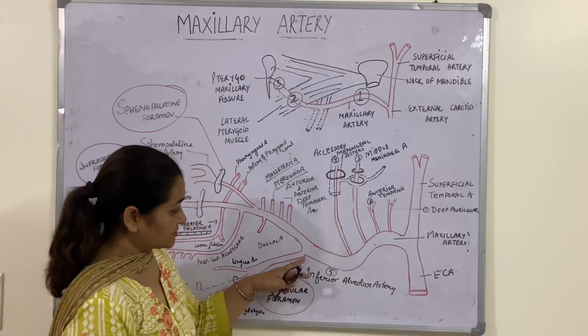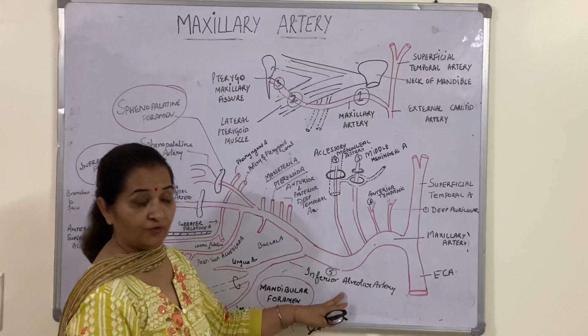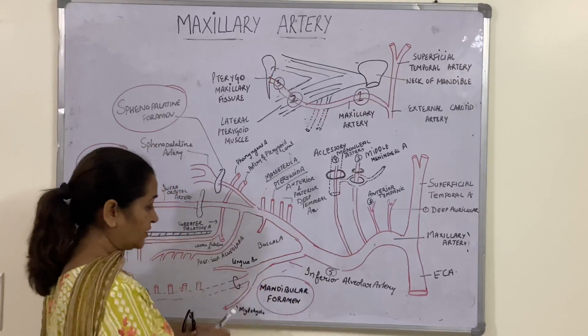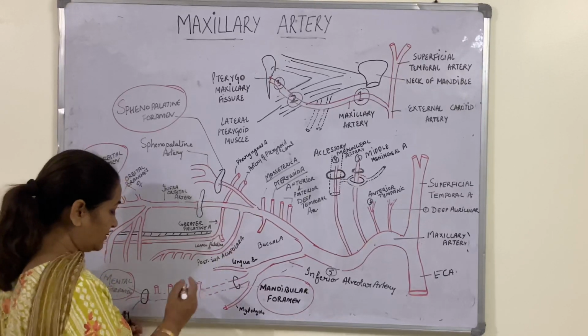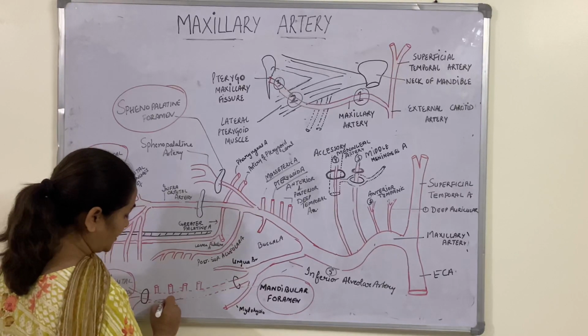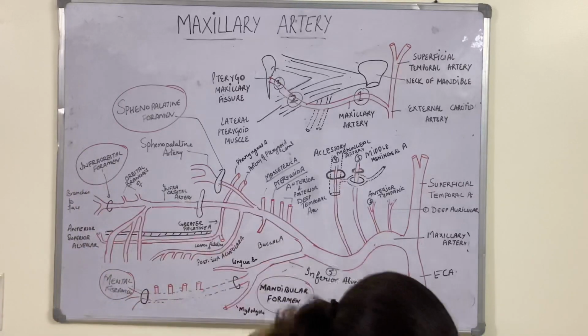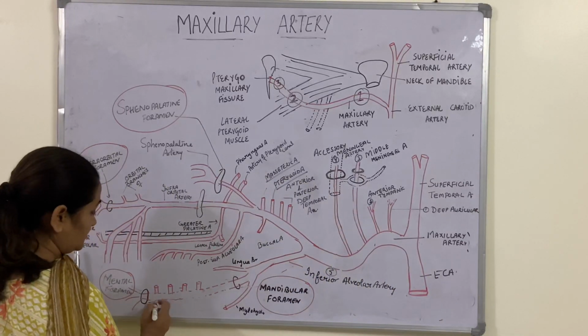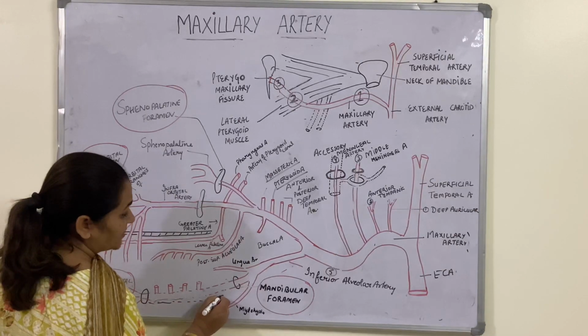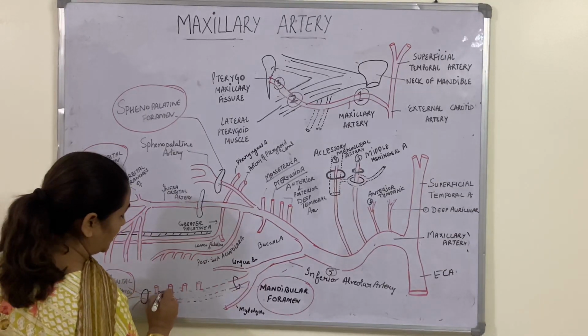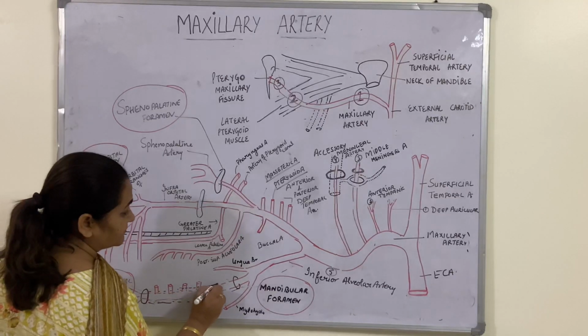The next branch from the first part is the inferior alveolar artery. This inferior alveolar artery passes through the mandibular foramen and runs into a canal, the mandibular canal, which is basically a canal present between the mandibular foramen and the mental foramen.